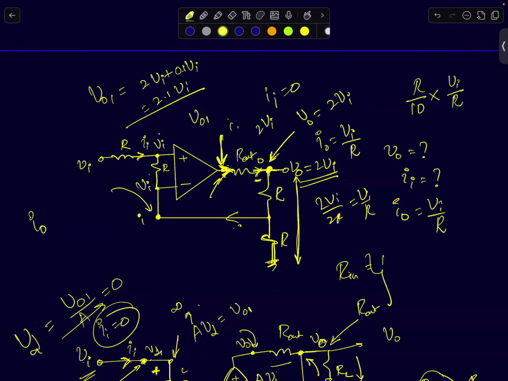What I meant was, if you look at the circuit as a black box, if you include R out as a part of the op-amp, then it doesn't change. But I'm here asking the voltage of an internal node. Here the output of the op-amp happens to be an internal node. So that's why it's changing. Understood, sir. Yeah. So this node voltage here will be 2.1 Vi.